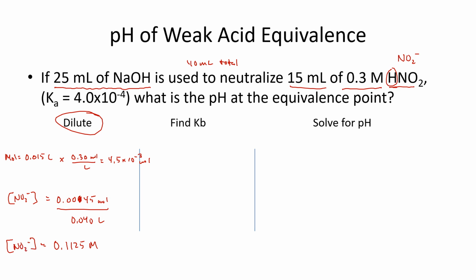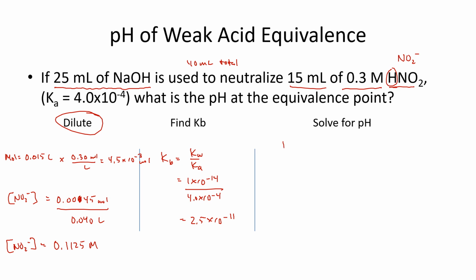So that's the concentration of NO2 minus. Now, we need the Kb in order to work out the pH of this solution. So Kb is Kw divided by Ka. So that's 1 times 10 to the negative 14 divided by 4.0 times 10 to the negative 4. So let's see what this works out to be. 2.5 times 10 to the negative 11. That's our Kb.